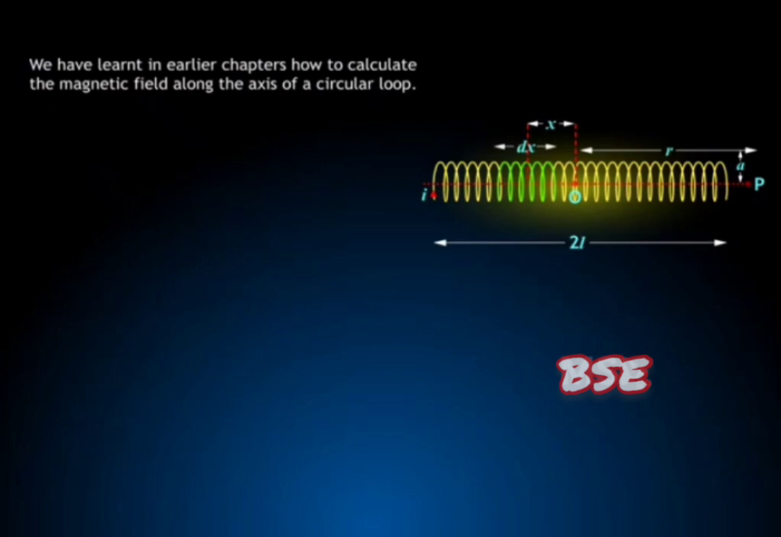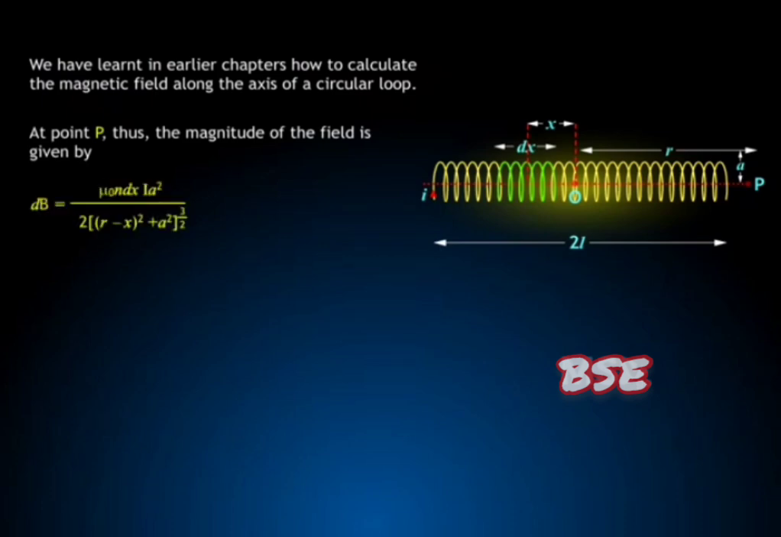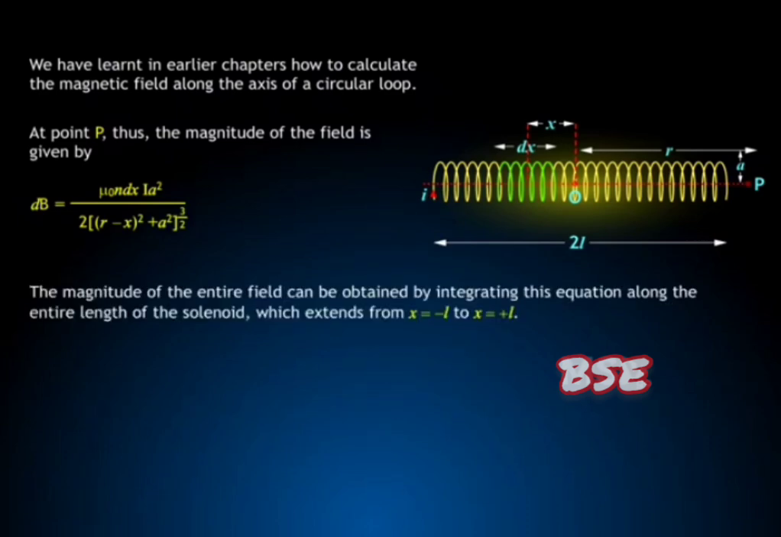We have learnt in earlier chapters how to calculate the magnetic field along the axis of a circular loop. At point P, the magnitude of the field is given by dB equals mu naught n dx I a squared by 2 times (r minus x) whole squared plus a squared, whole raised to 3 by 2. The magnitude of the entire field can be obtained by integrating this equation along the entire length of the solenoid, which extends from minus L to plus L.